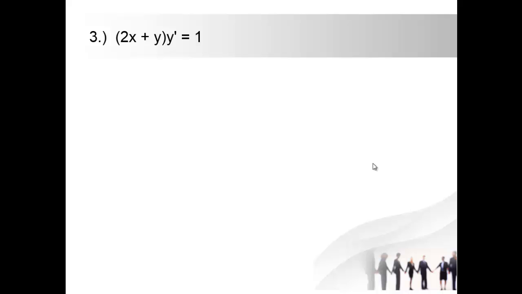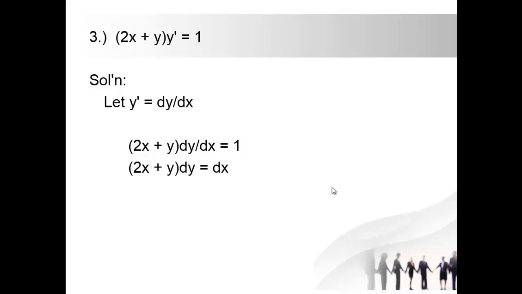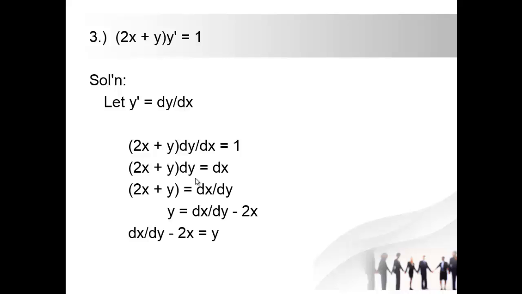The next problem is (2x plus y) multiplied by y prime is equal to 1. Solution. Let y prime be equal to dy over dx. Then, by substituting the value of y prime, we get (2x plus y) multiplied by dy over dx is equal to 1. Then (2x plus y) dy is equal to dx, so 2x plus y is equal to dx over dy. Manipulating the equation, we can get y is equal to dx over dy minus 2x, or it can be in the form dx over dy minus 2x is equal to y.